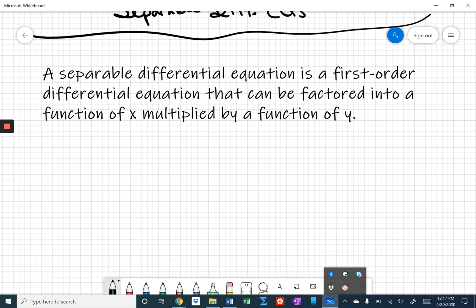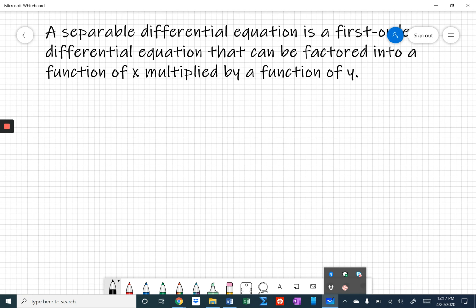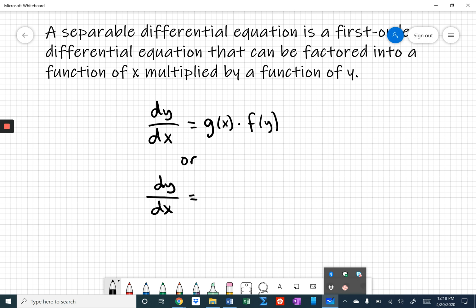Now, what do I mean by a function of x multiplied by a function of y? Well, if I can rewrite it as dy over dx is equal to some function of x times some function of y, that's what a general form of this would look like. But one thing you have to keep in mind is that really division and multiplication are essentially the same operation. When we divide, we're really just multiplying by the reciprocal of something. And so there are other forms that would match this pattern that we have to be aware of, that we don't want to limit ourselves to only seeing it one way.